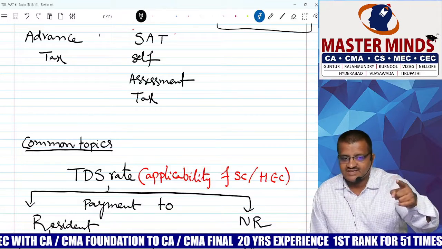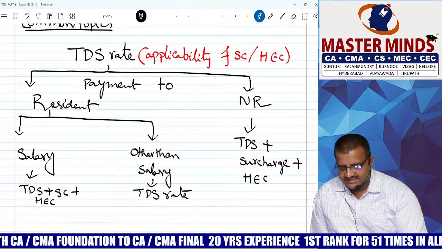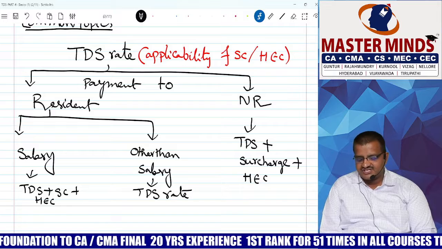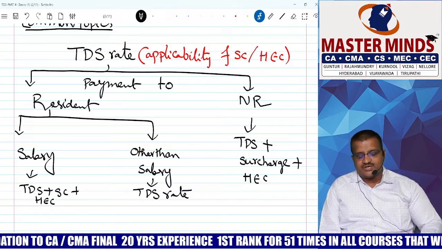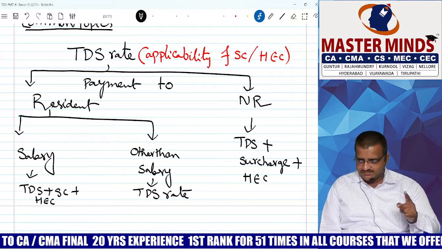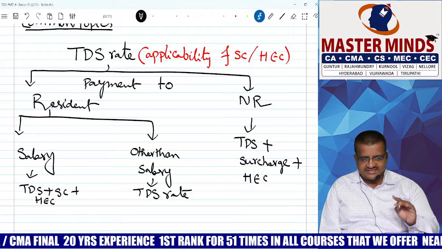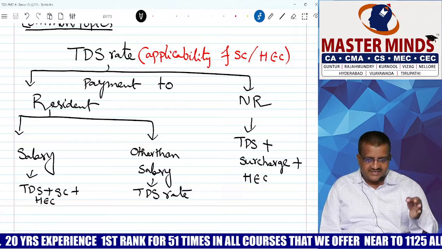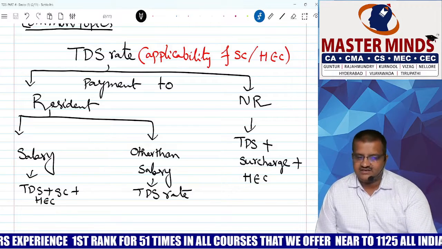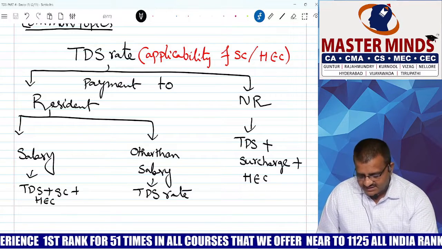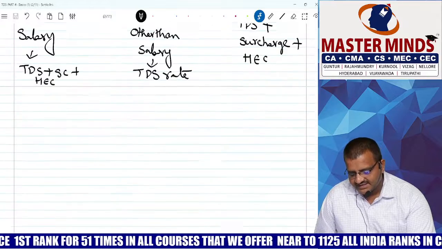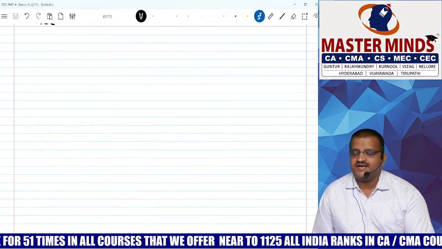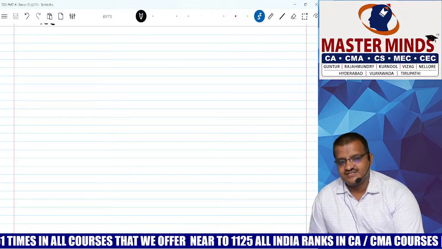Comrades. Chalo. Next common topic: TDS rate, applicability of surcharge and health and education cess. Resident salaried employee: yes, TDS plus surcharge plus health and education cess. Other than salaried employee: sorry, only the TDS rate. Next one, non-resident: yes, TDS plus surcharge plus health and education cess. Correct? Everyone? Yes.